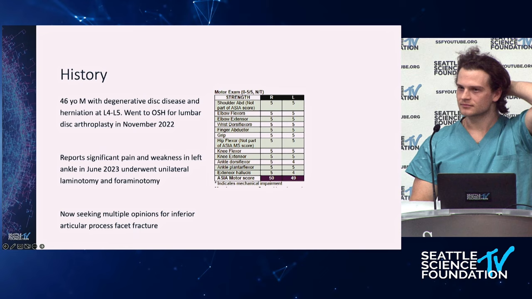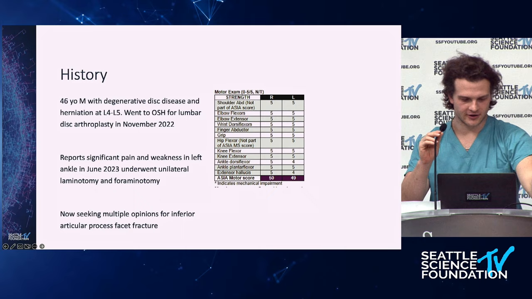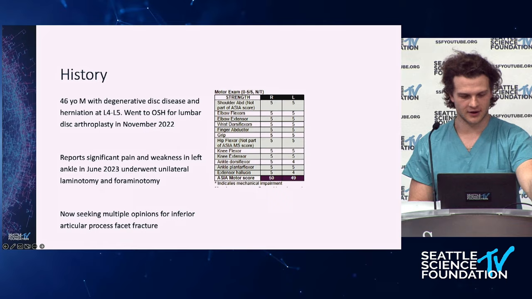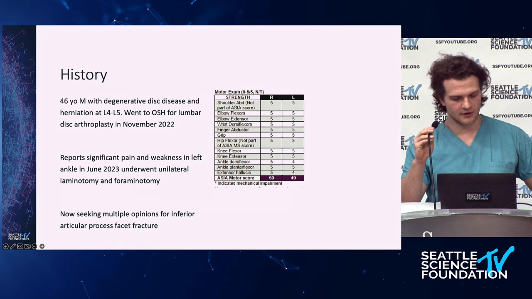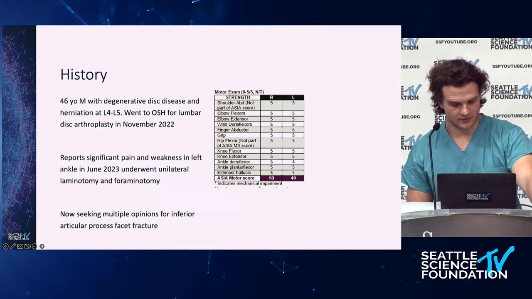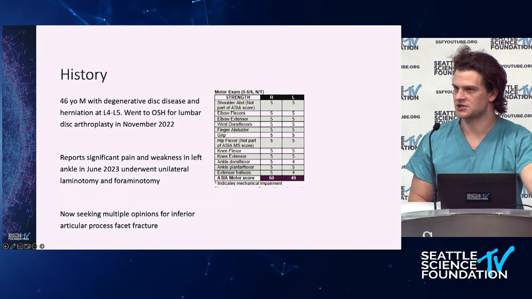Yeah. All right. This next gentleman is a current patient, a 46-year-old male with degenerative disc disease and herniation at L4 and L5. He had previously been treated at an outside hospital for a lumbar disc arthroplasty in November of 2022. He reported significant pain and weakness in his left ankle in June of 2023, a few months later, and underwent a unilateral laminotomy and foraminotomy. He's now seeking multiple opinions for inferior articular process facet fractures. The theme here is a highly anxious patient.